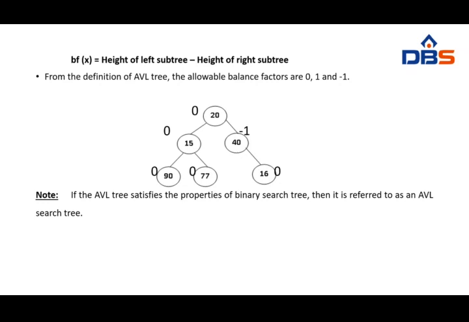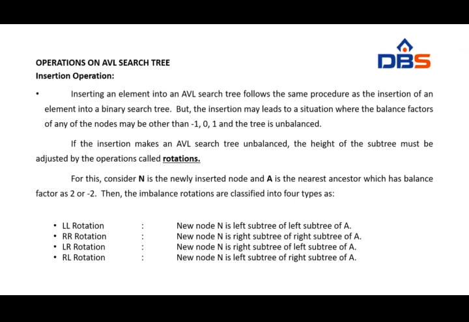And go for 40: the left is no node and the right is 1 node, that is 0 minus 1, so the balance factor of 40 is minus 1. And go for 20: the heights are 2 minus 2, that is 0. So the balance factors here are only 0 and minus 1. If the AVL tree satisfies the properties of binary search tree, then it is referred to as an AVL search tree.